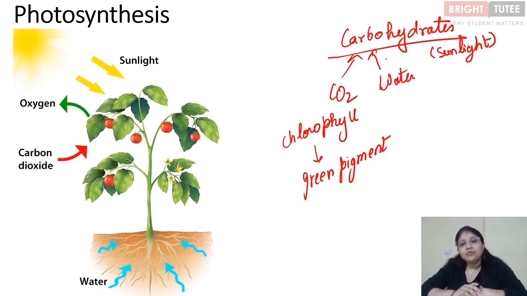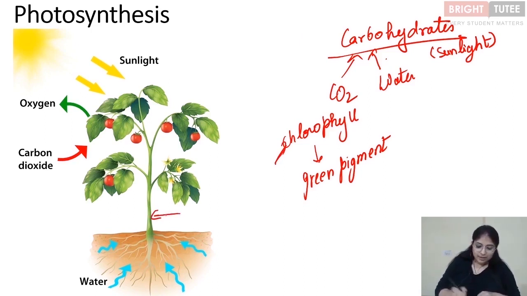So, any green part of the plant is able to perform this particular process, that is photosynthesis. The reason is the presence of chlorophyll. Now if you look at this diagram, this picture, you will see that the stem over here is green in color. So this particular stem will also be able to perform photosynthesis. The reason is the presence of chlorophyll.